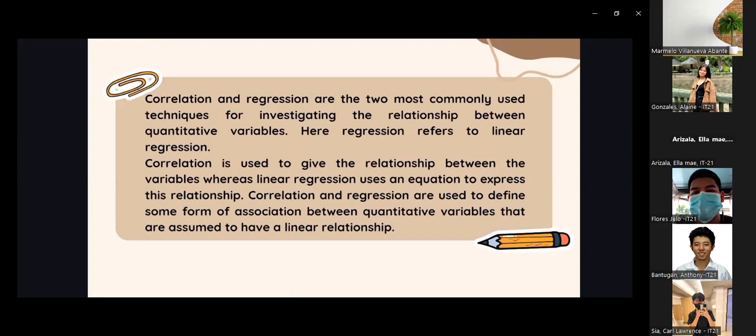Correlation is used to give the relationship between the variables, whereas linear regression uses an equation to express this relationship. Correlation and regression are used to define some form of association between quantitative variables that are assumed to have a linear relationship.